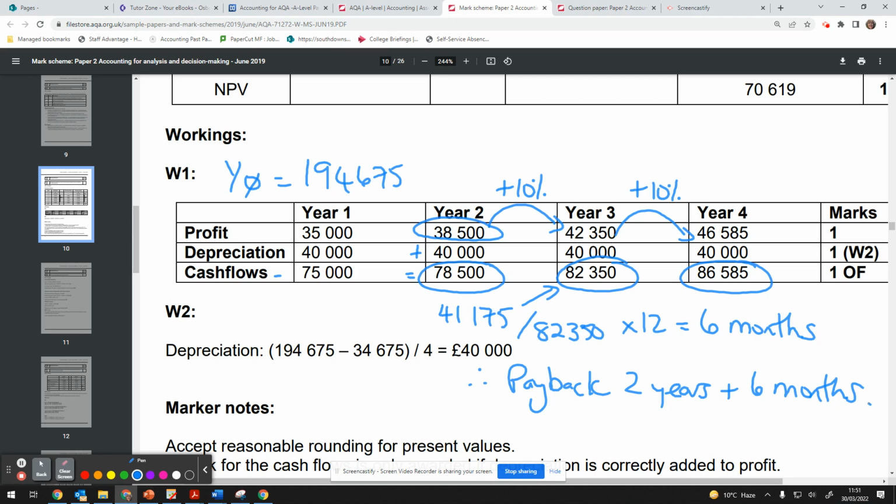Okay, the next thing we need to do then is work out the discounted cash flow. We're given the discount factors that we need to use. So we can just multiply each of these cash flows, so the 75,000, the 78,500, the 82,350, and the 86,585. The other thing we need to remember though is that at the end of year four, we're going to be getting that estimated residual value, 34,675, back in. That's also going to need to be discounted by the appropriate factor. So in the case of year four it's 0.636. So if we go back to the question, I'll show you what I mean.